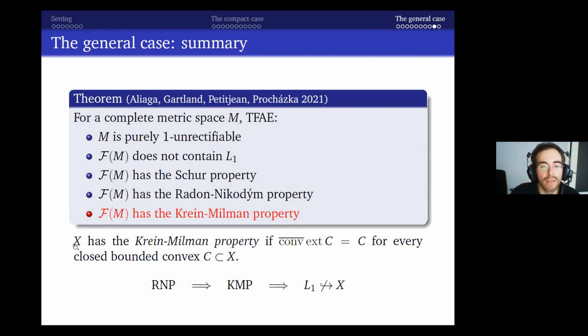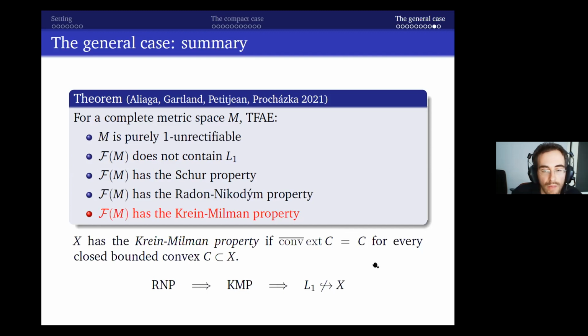Remember that we say that X has the Krein-Milman property whenever every closed bounded and convex set is the closed convex hull of its extreme points. And it's known that the RMP implies the Krein-Milman property, and this is obviously hereditary, and L1 doesn't have it. So since this condition here and this condition here are equivalent in our case, then it follows that the Krein-Milman property is also equivalent.